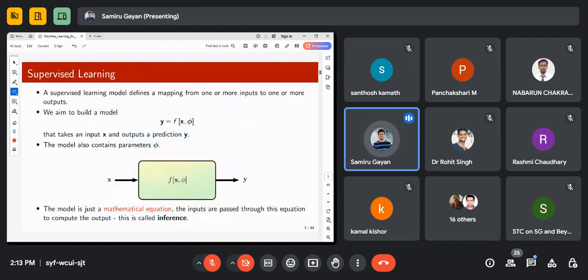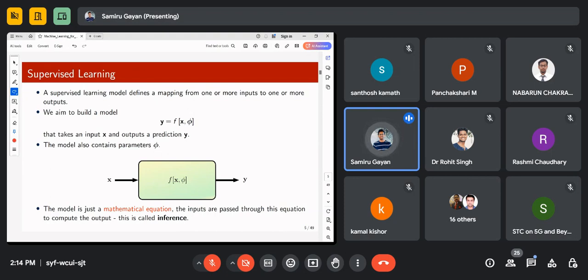Now, as I said, most of our wireless communication related problems can be solved using supervised learning techniques. There are other techniques also, but problems like detection and channel estimation we can solve using supervised learning. So I'll focus a little more on supervised learning in this presentation.